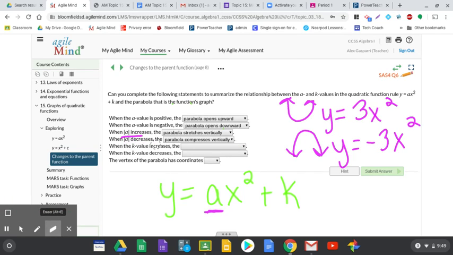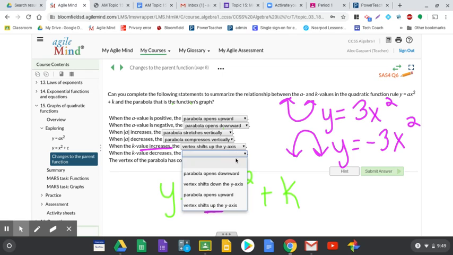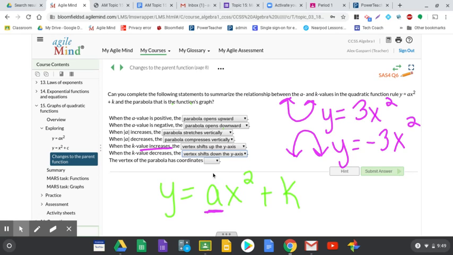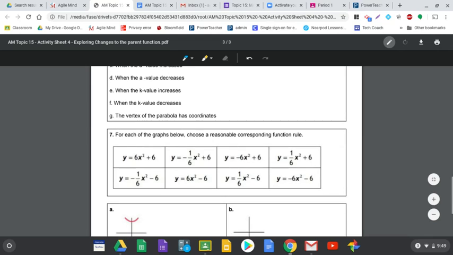Okay? And then k, what happens when k increases? So if you see plus a number, it's going to shift up the y-axis. If it says minus k, it's going to shift down the y-axis. And then the vertex of the parabola has coordinates, whenever you are on the y-axis, it's always going to be 0, comma, whatever k is. All right, so that's everything that you should fill in for number 6, A through G.